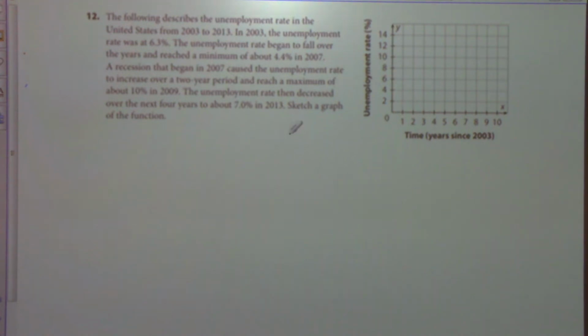So, in 2003, the unemployment rate was at 6.3%. So how would we graph that particular point of data on the graph? So 0, and then 6.3. So 0, right? 6.3. So where does that go? About right here? Yeah. Roughly here.